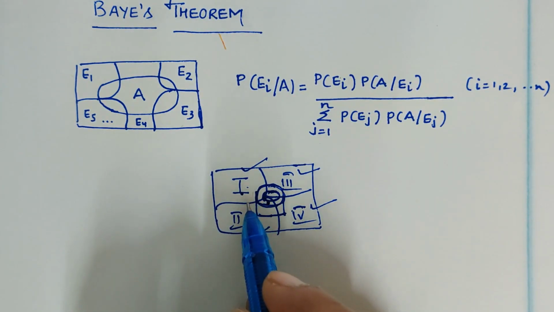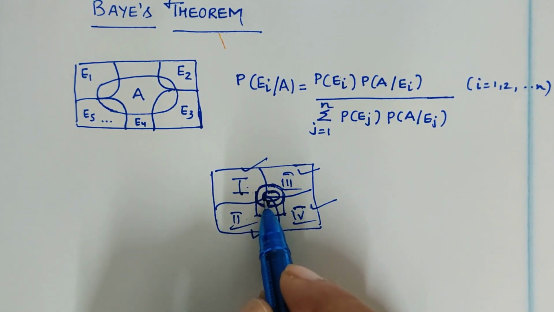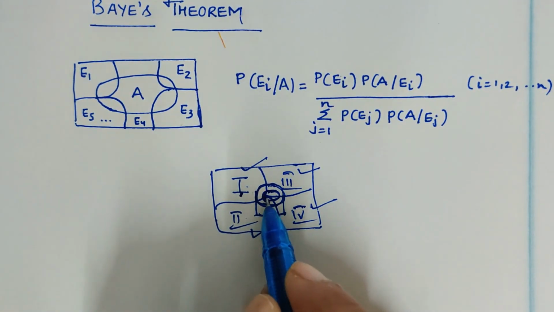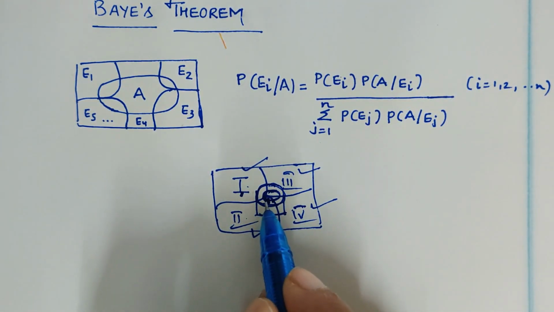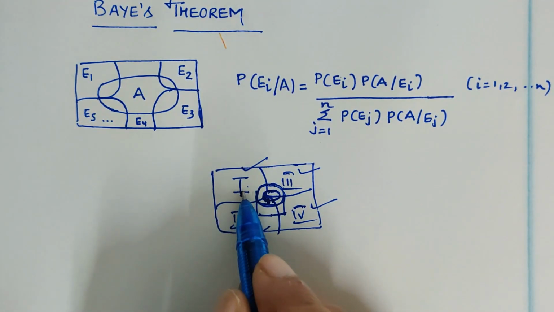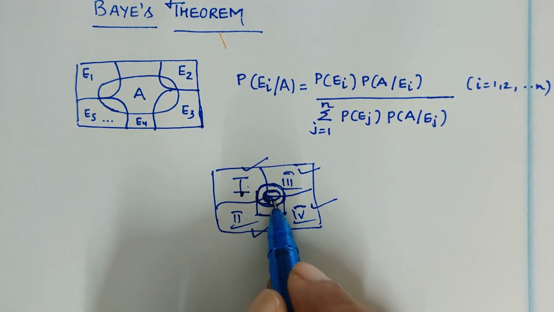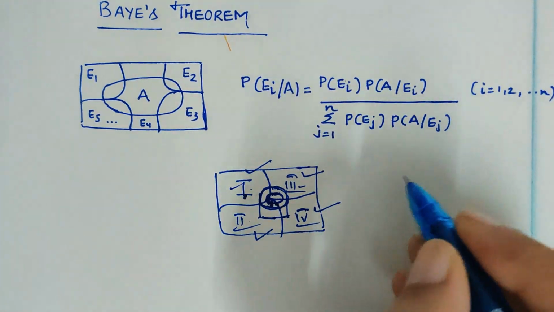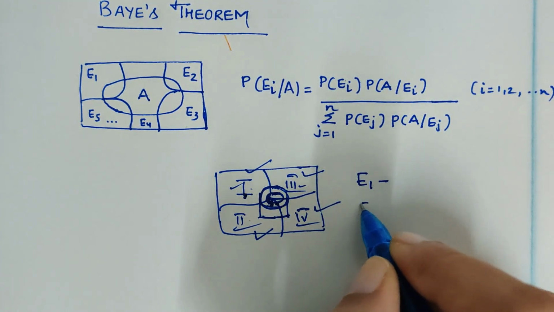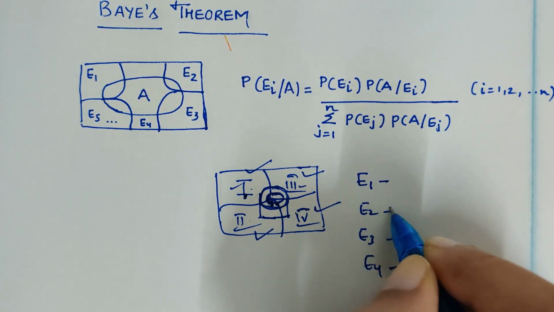Or, how do we apply reverse probability? What is the probability that the first house has taken the water from the well? Water has been taken from the well, and the water is taken from the first house. So the first house, second house, third house and fourth house can be taken as disjoint events, E1, E2, E3 and E4. These are 4 disjoint events which we can take.